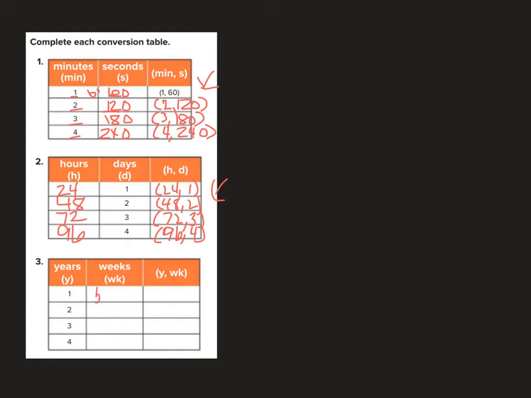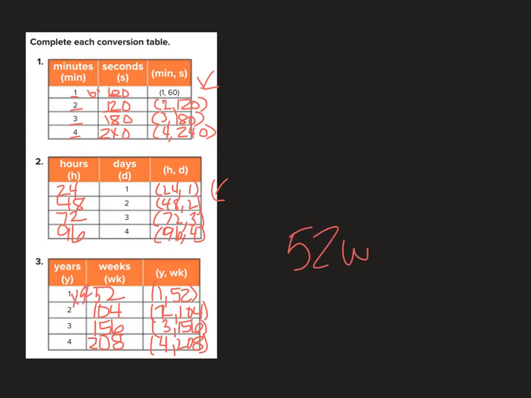1 year is 52 weeks. 2 years would be 104 weeks. 3 years, if I add 52, 156. And 4 years, if I add 52, 208. And there are my ordered pairs. So again, here I was just multiplying by 52 each time. So there are 52 weeks in 1 year.